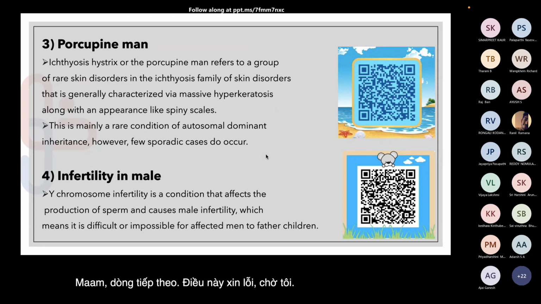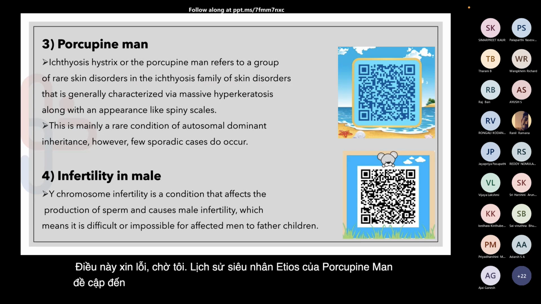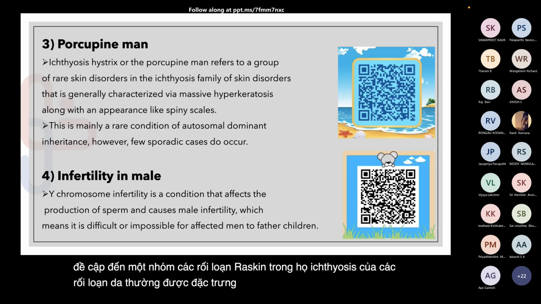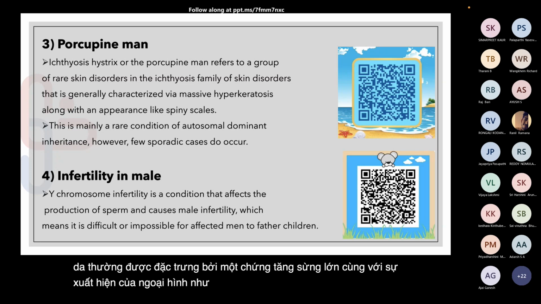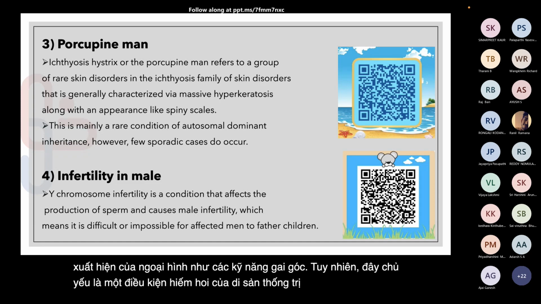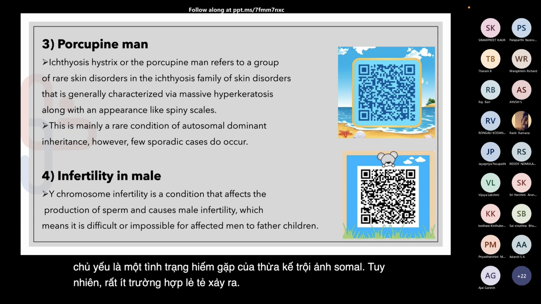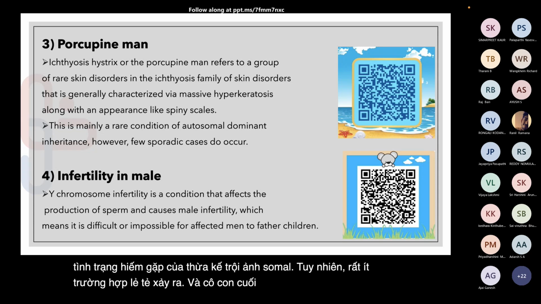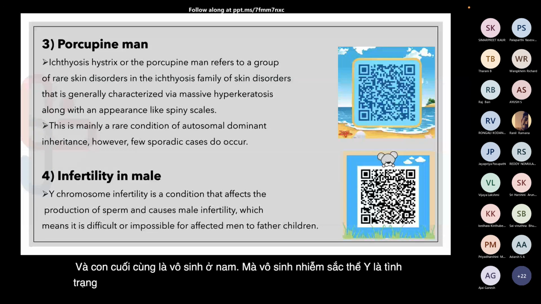So, porcupine man. Ichthyosis hystrix, or the porcupine man, refers to a group of rare skin disorders in the ichthyosis family of skin disorders that is generally characterized by massive hyperkeratosis, along with an appearance like spiny scales. This is mainly a rare condition of autosomal dominant inheritance. However, a few sporadic cases do occur. And the last disorder is infertility in male, in which Y chromosome infertility is a condition that affects the production of sperm and causes male infertility, which means it is difficult or impossible for affected men to father children.